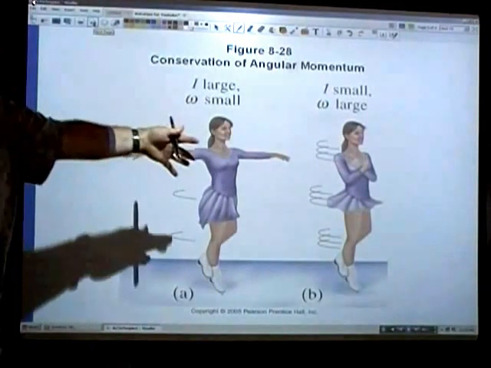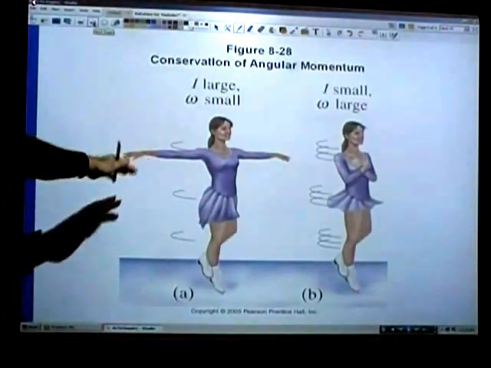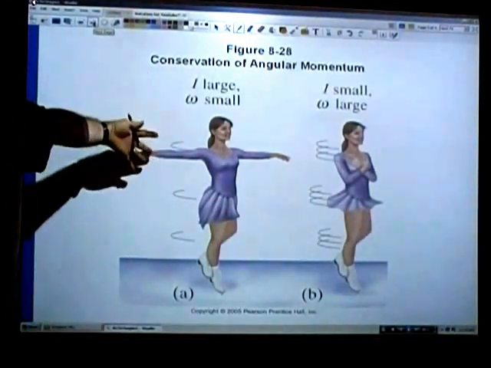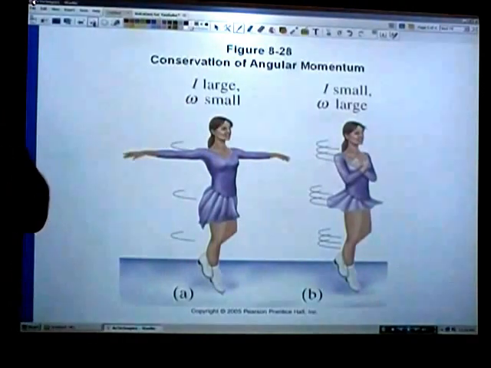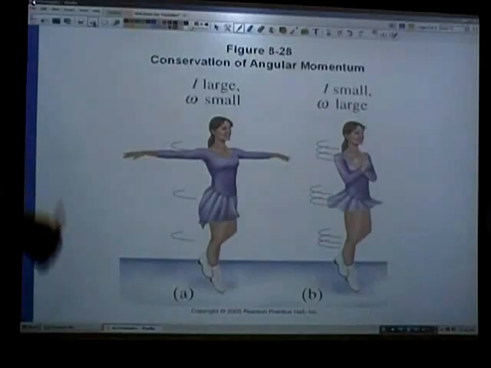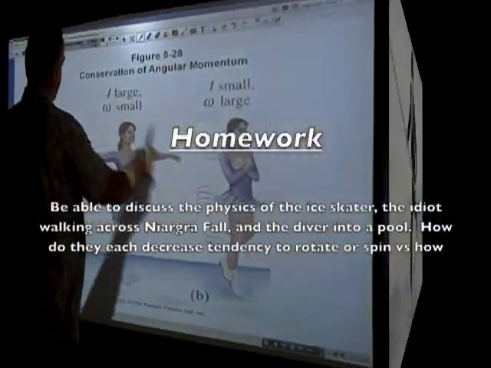She pulls her arms out just like that person walking across Niagara Falls. mr squared, she has bigger resistance to rotation. She brings her arms in, less resistance to rotation. Spin slow, spin fast.